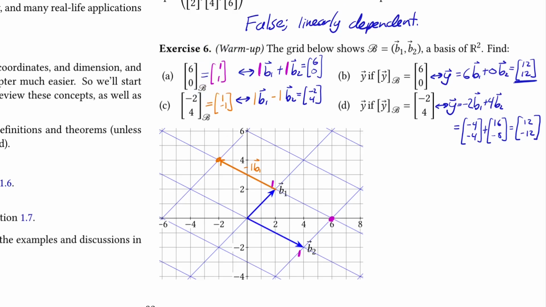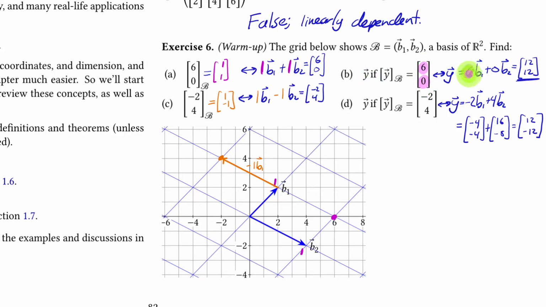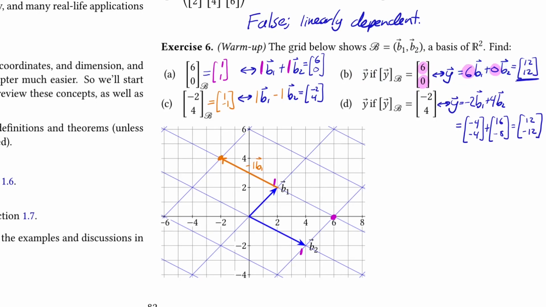With part B, it's asking what is the y, and if it gives you the B coordinates of y, that's telling you how to scale b1 and b2 so that the linear combination you get is y. And that result comes out to be y is 12, 12.